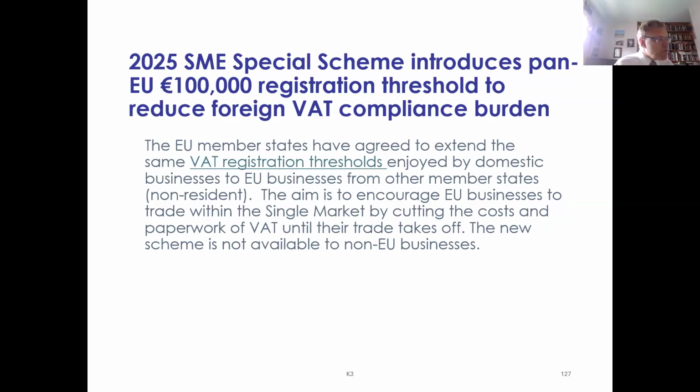However, there is a new regime, the SME 2025 special regime, which introduces a pan-EU €100,000 registration threshold to reduce the foreign VAT compliance burden. The idea is that EU member states have agreed to extend the same VAT registration thresholds enjoyed by domestic businesses to EU businesses from other member states. The aim is to encourage EU businesses to trade within the single market by cutting the costs and paperwork of VAT until their trade takes off. The new scheme is not, however, available to non-EU businesses.